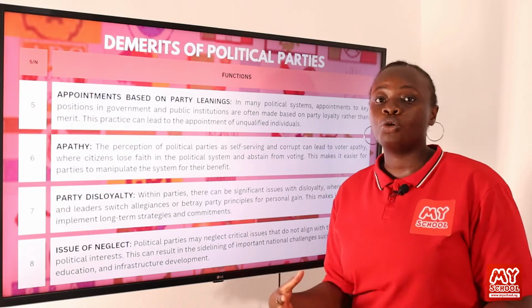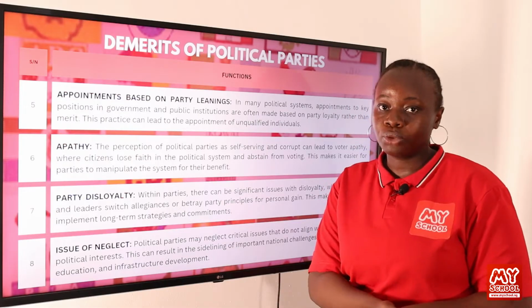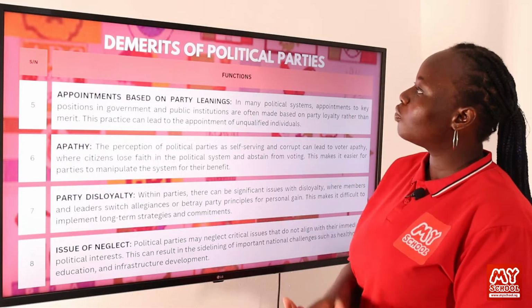Some sectors of the economy may not be paid attention to by different leaders who are put in position of power. Now let's move on to the next slide.